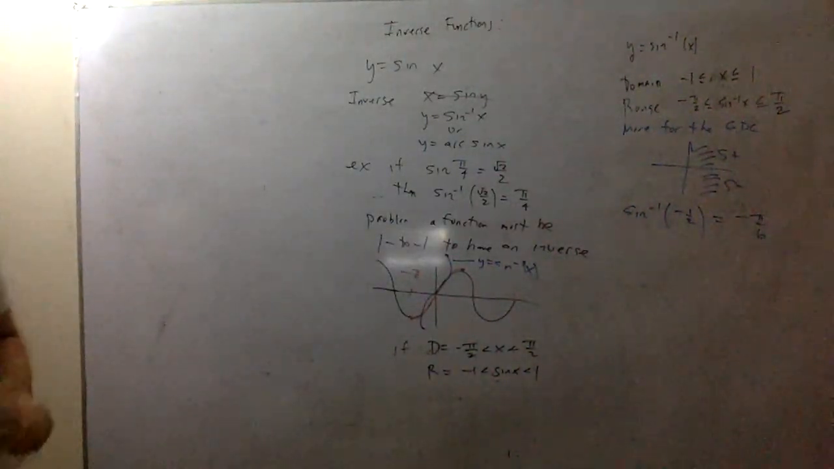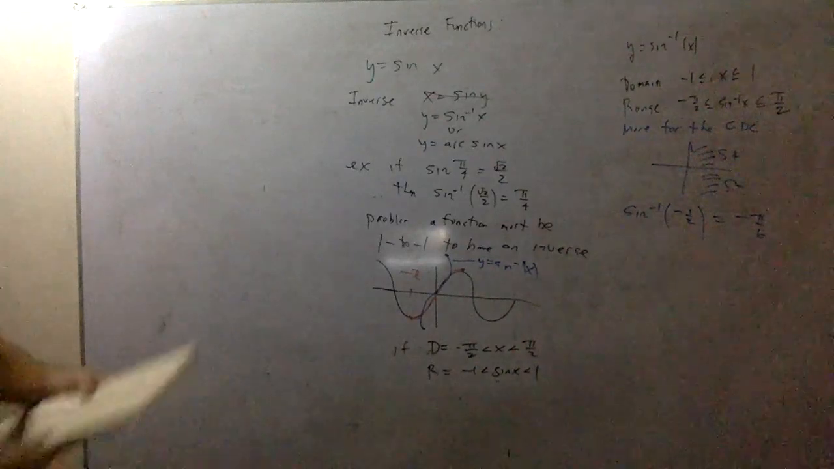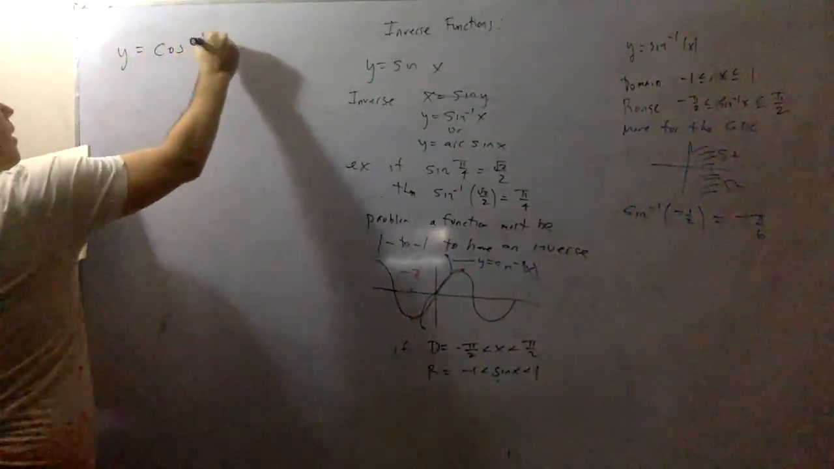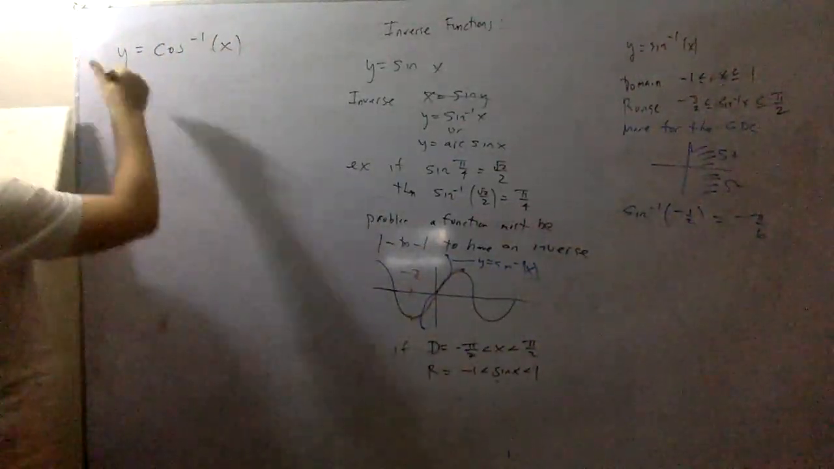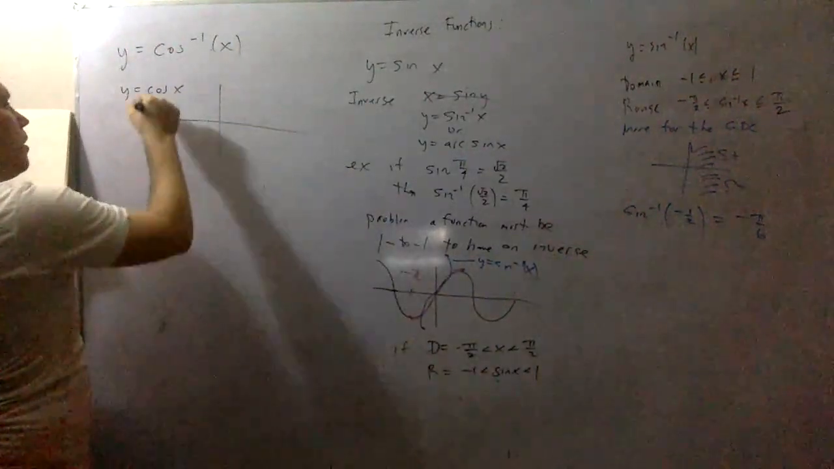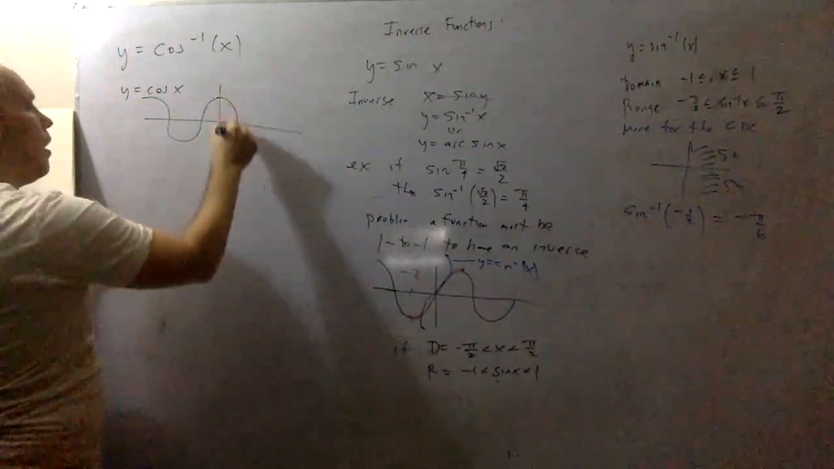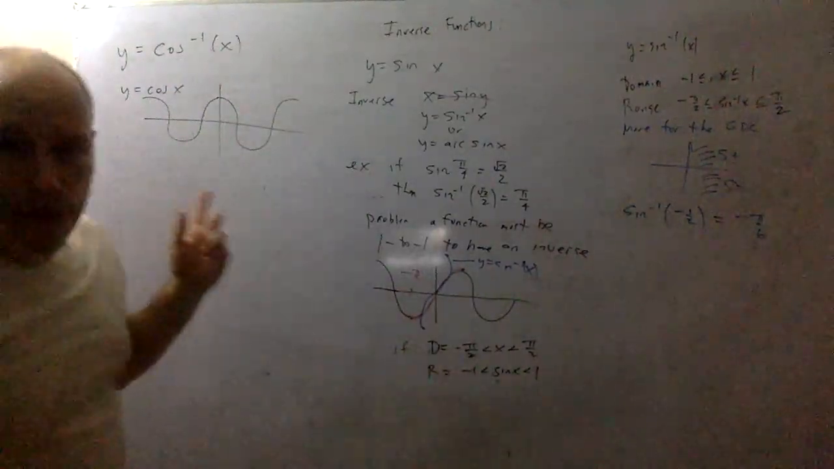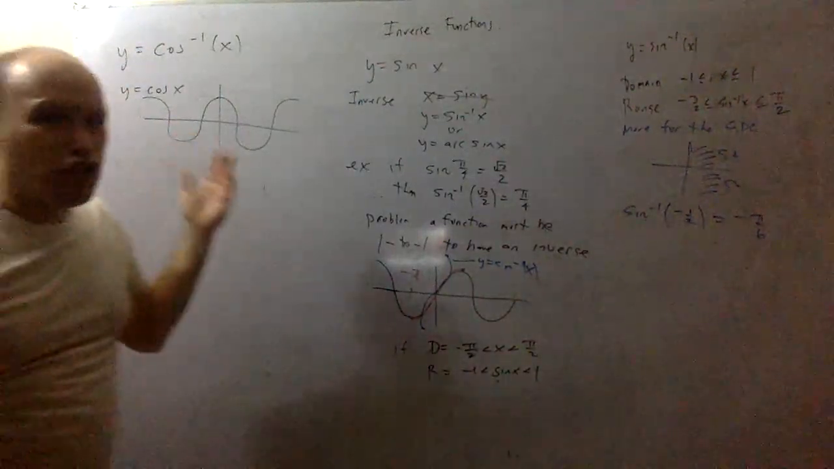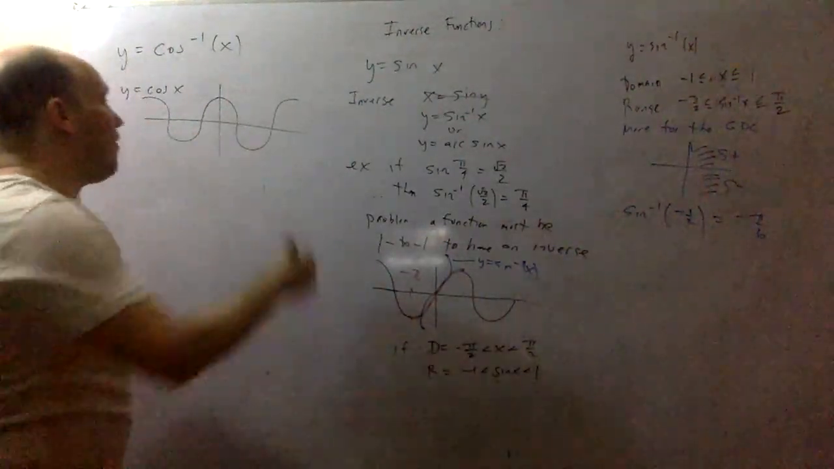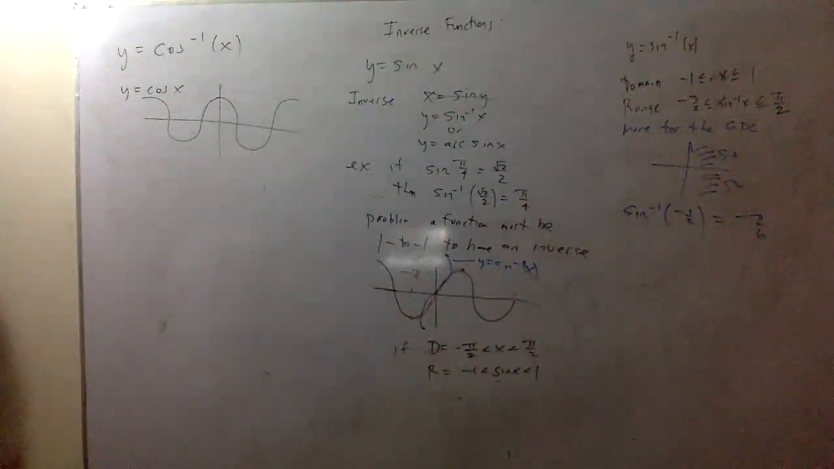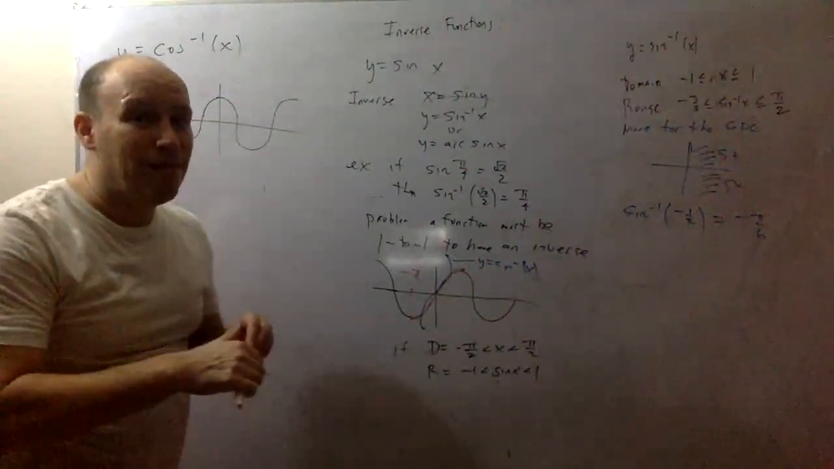So our cosine is the same idea. Let's take a look at y equals cosine of x, and let's take a look at cosine again. Clearly we can see that it is a function, it's just not one-to-one. It's going to fail the horizontal line test. So what we're going to do is we're going to restrict the domain a little bit.